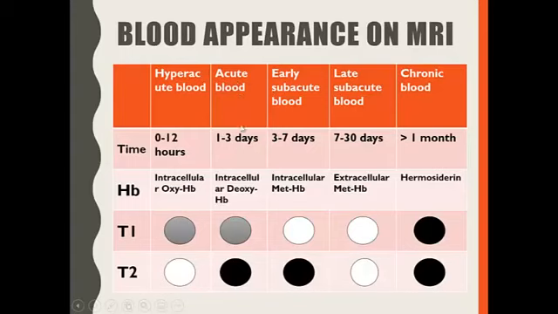In acute bleeding, in the first 1 to 3 days, the hemoglobin will lose its oxygen and become deoxyhemoglobin, but still inside the RBCs. Again, no effect on T1 signal, which will still be isointense, but the deoxyhemoglobin with the unpaired electrons in the ferrous atom will create some susceptibility, so it will be low signal on T2.